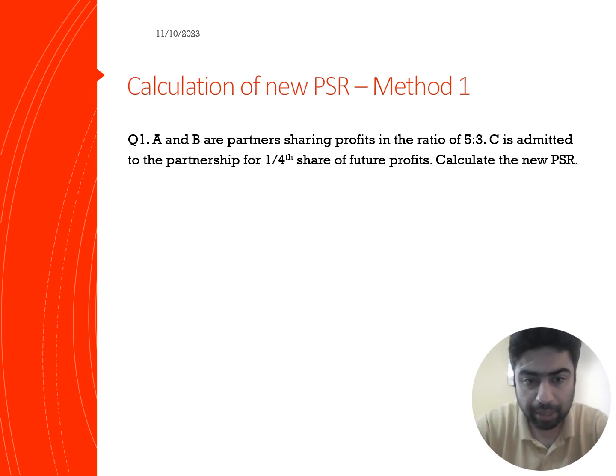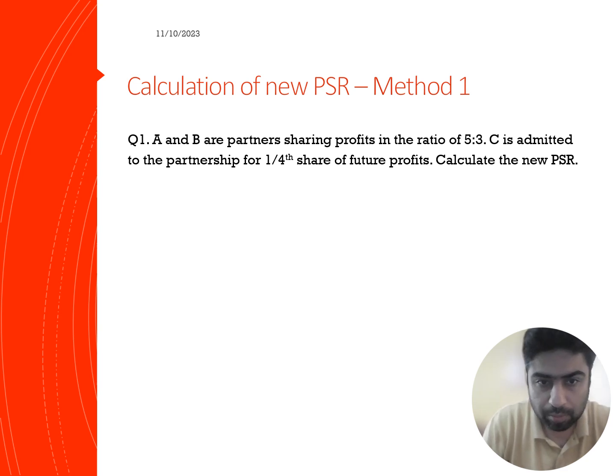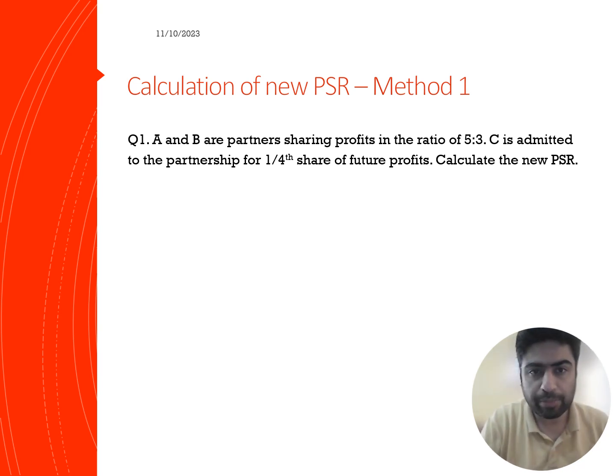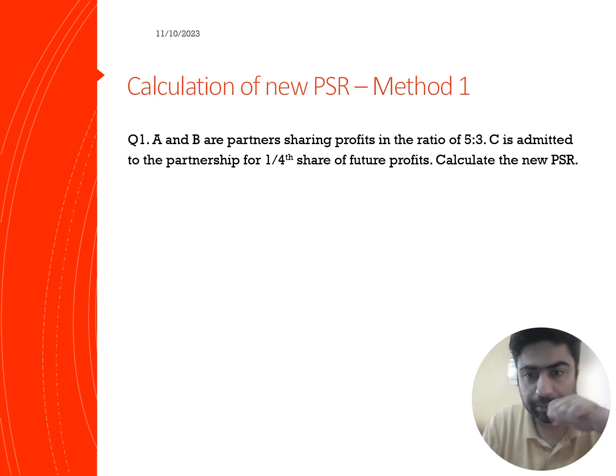So when we talk about method 1, let us read this question. Okay. Now this question states that A and B are partners sharing profits in the ratio of 5:3. C is admitted to the partnership firm for 1/4 share of the future profits. Now you need to calculate the new PSR.